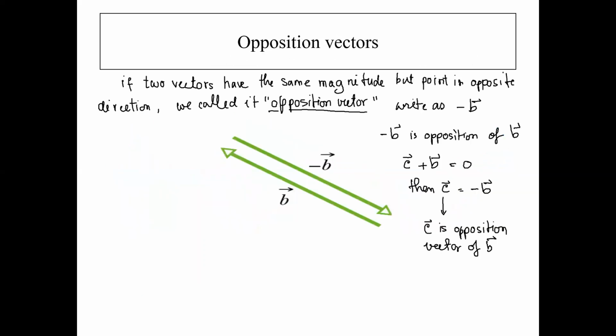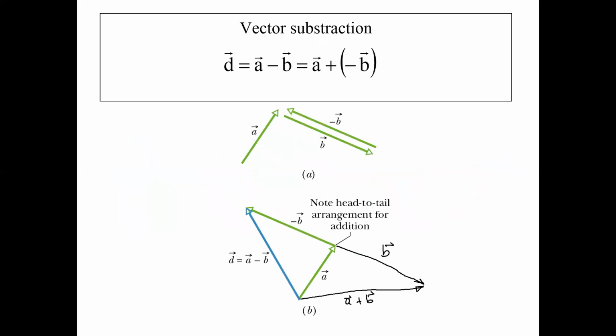Now the opposite vector is a vector that points in the opposite direction. If A is added to the opposite vector of B, we write that as A plus minus B, which is the same as A minus B. So subtraction of vectors means that the first vector is added to the opposite vector of the second one.